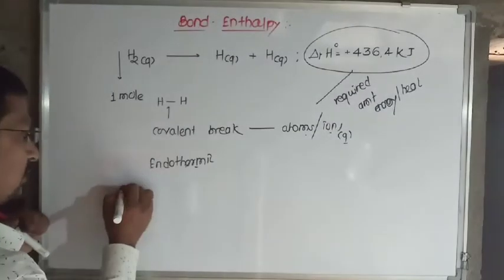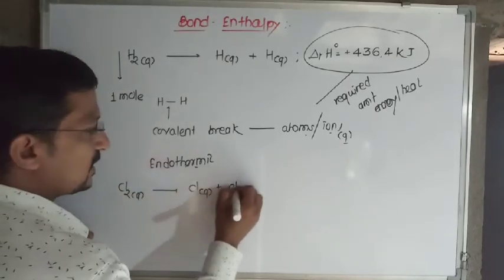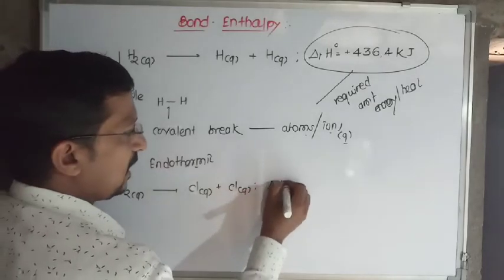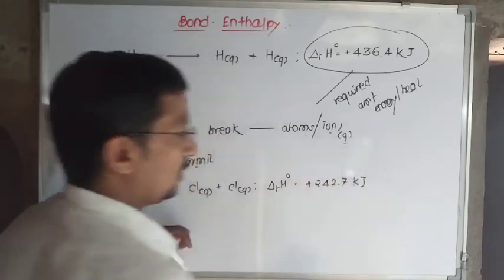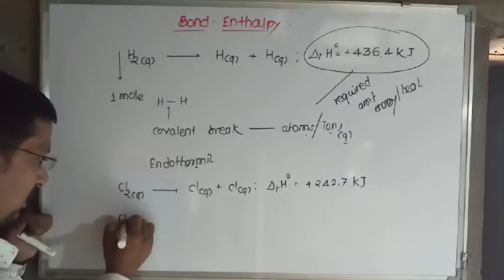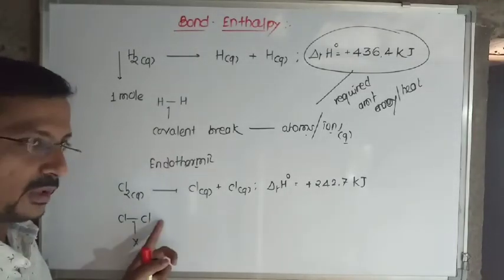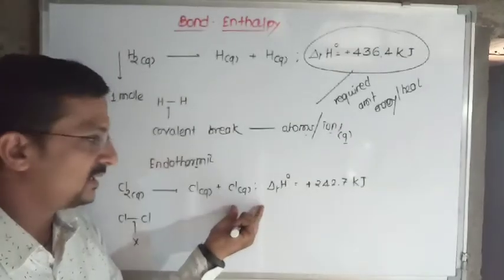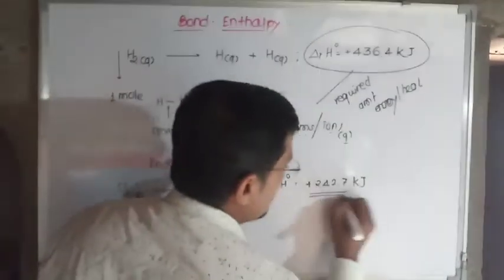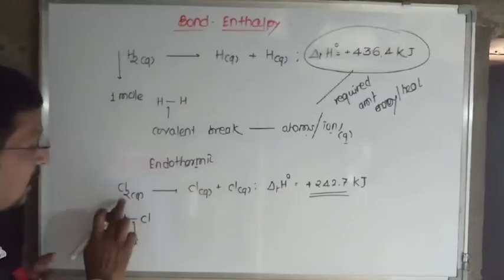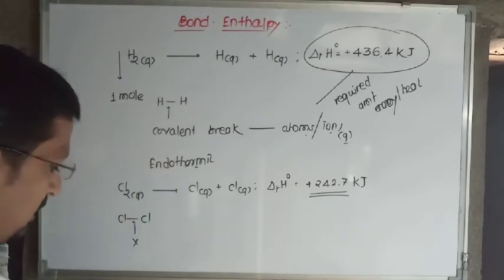Okay, if you consider chlorine gas, Cl2 giving Cl gas plus Cl gas, for this reaction delta rH naught is plus 242.7 kilojoule. What this indicates is that for breaking the chlorine bond to form two separate chlorine atoms, the energy required is 242.7. This means 242.7 kilojoule is the bond enthalpy for chlorine. Remember, it is the bond enthalpy for chlorine.